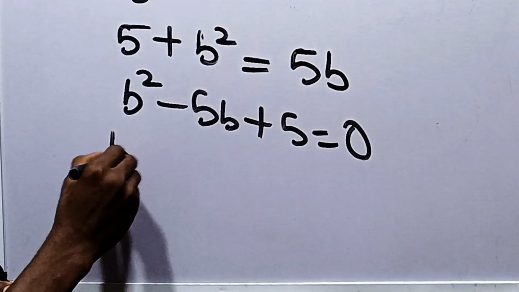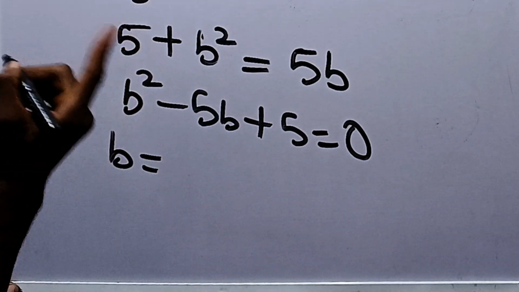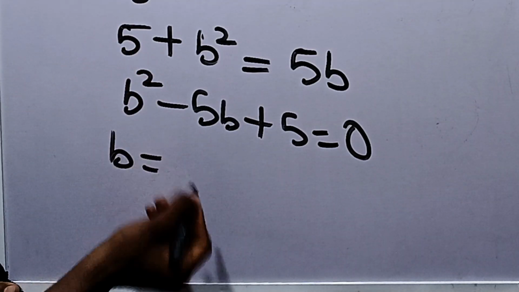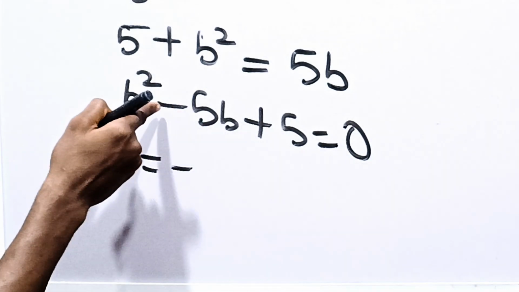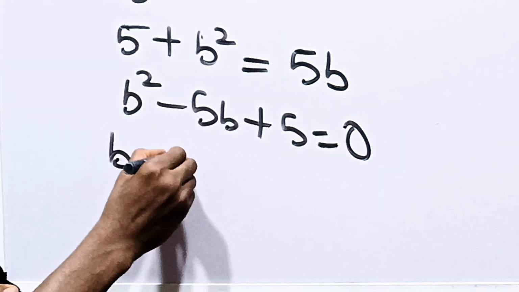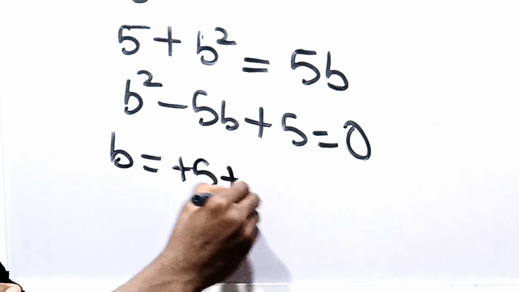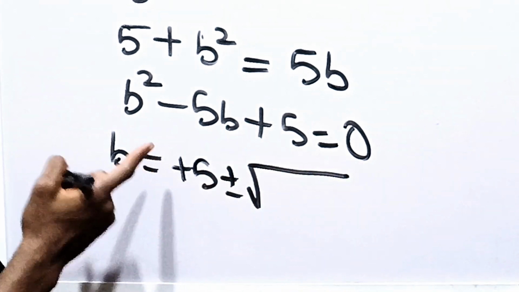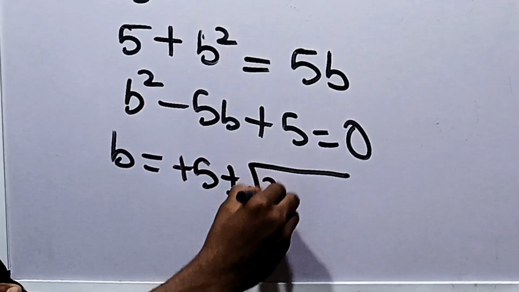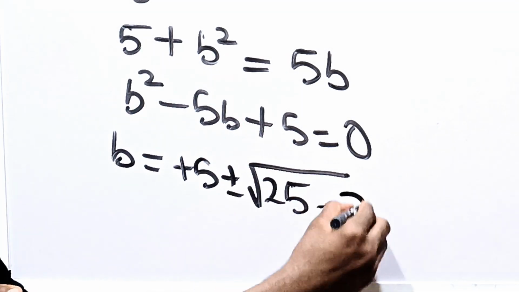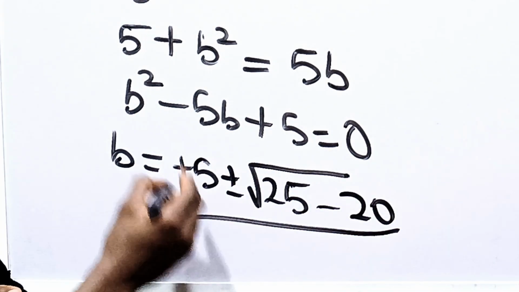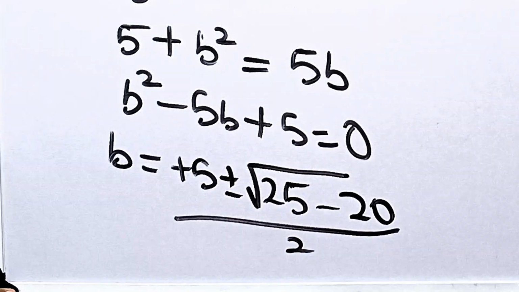We have that B here. Remember, this is not the same B as the B in the quadratic formula. B here will be equal to minus, now this is the coefficient of B, so minus times minus 5 is plus 5, plus or minus the square root of, so we have this squared is 25, minus 4 times 5 is 20, times 1 is 20, all over 2 times 1, which is 2.